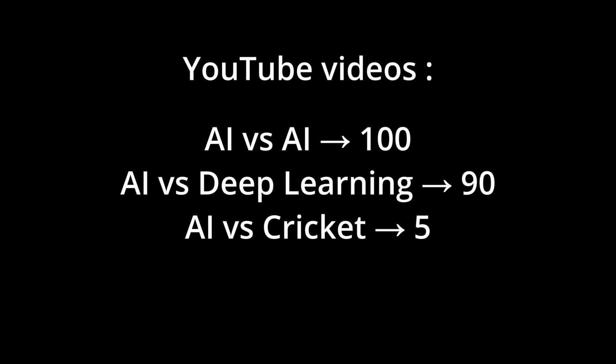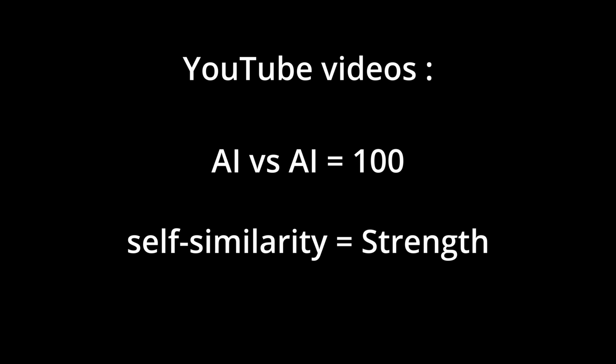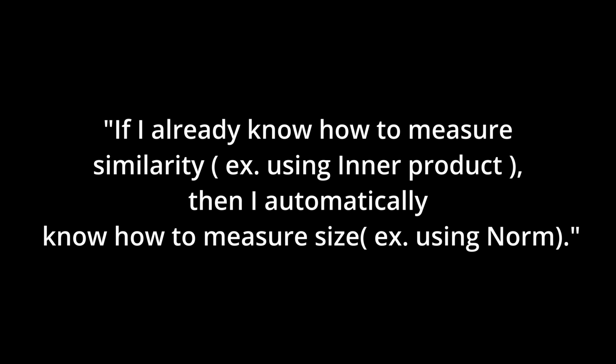Imagine YouTube. Suppose every video has a similarity score. For example, AI versus AI has a score of 100, AI versus deep learning has a score of 90, and AI versus cricket has a score of 5. Now look only at the AI versus AI score. This tells us something about the AI video's own representation. This self-similarity becomes a measure of its strength. That's exactly what mathematicians do. They say, if I already know how to measure similarity, then I automatically know how to measure size. Here it comes, or here it means, the norm.